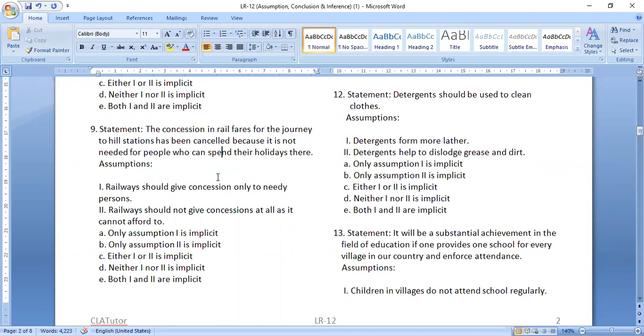So how many of you feel that the answer is still A, and how many of you feel that the answer is now C, or how many of you feel that the answer is E? Still A, sir. Still A. Very good. It's still A. Okay.